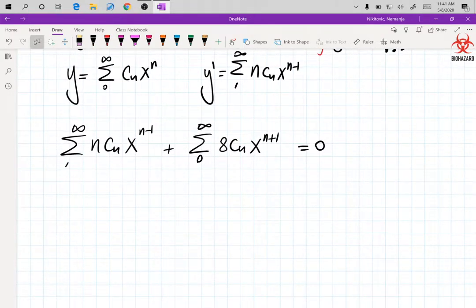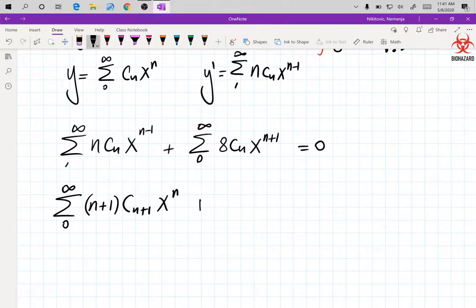Now, if I shift the counter on the first one, because when you shift the counter back to 0, you get n plus 1, you get c_(n+1), and you get x^n. Plus this summation here is 0 to infinity, and this one is 8 c_n x^(n+1).